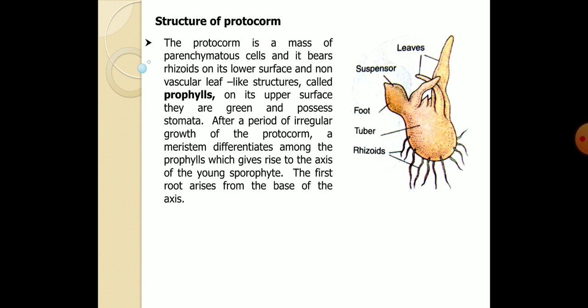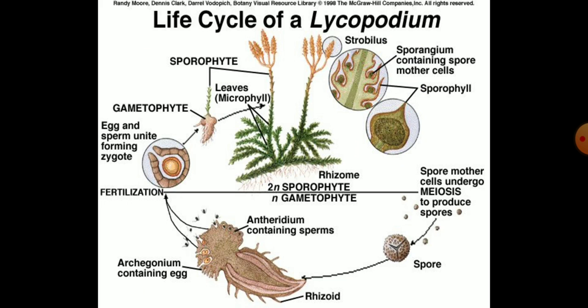This is actually the premature structure of the Lycopodium plant. Usually they consist of the rhizoids, tuber, foot, and suspensor region, and also the leaf-like regions. And usually parenchymatous cells will be present, and on the lower side you will find the rhizome structure.